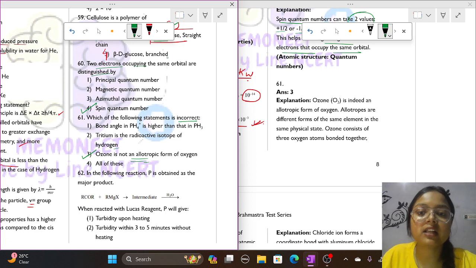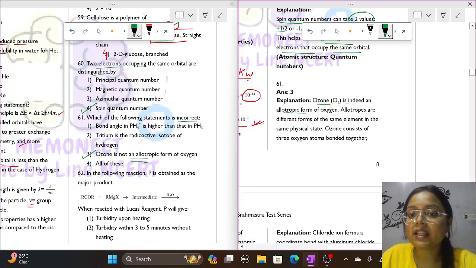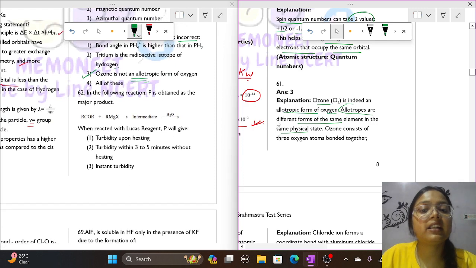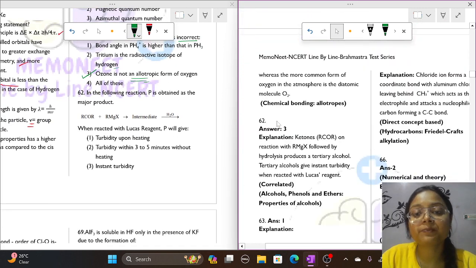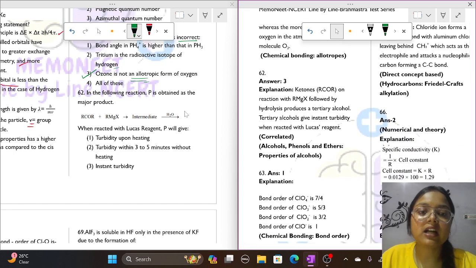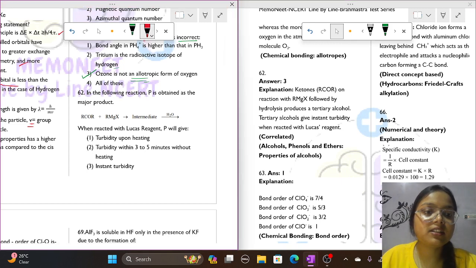Ozone is an allotropic form of oxygen, and allotropes are the different forms of the same element in the same physical state. So ozone is an allotrope of oxygen. But in the question it is given that it is not an allotrope of oxygen. Therefore this is the incorrect statement and the correct answer. For question number 62, the following reaction, P is obtained as the major product.